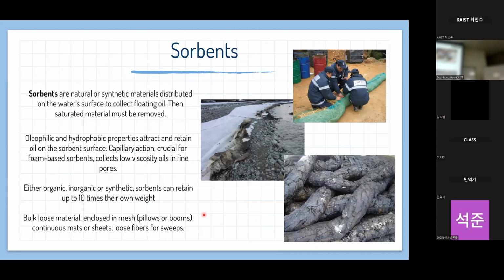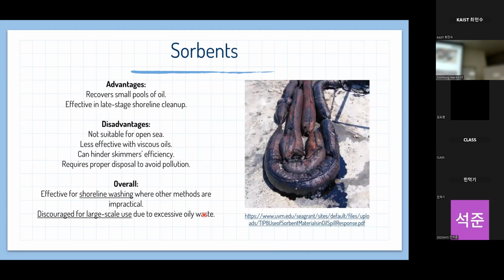Some highly chlorinated contaminants and high molecular weight PAHs are not readily amenable to microbial degradation. Sorbents are natural or synthetic materials distributed on the water surface to collect floating oil. Then the saturated material must be removed. The advantage of sorbents is that they are effective for shoreline washing, where other methods are impractical. The disadvantage is that they are discouraged for large-scale use due to excessive oil waste.